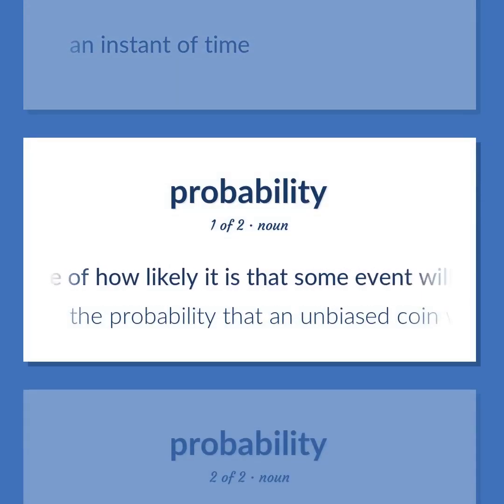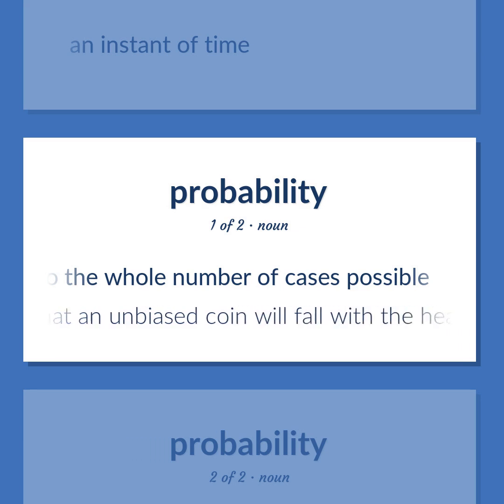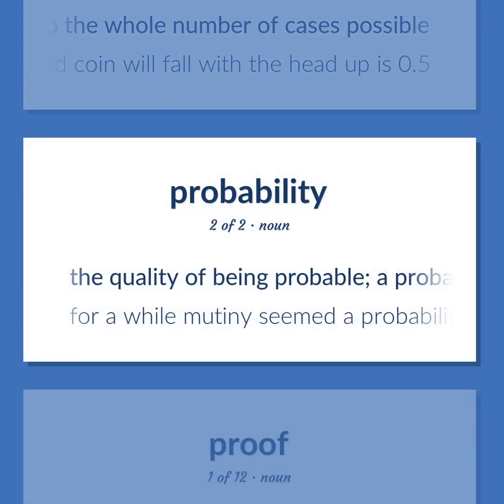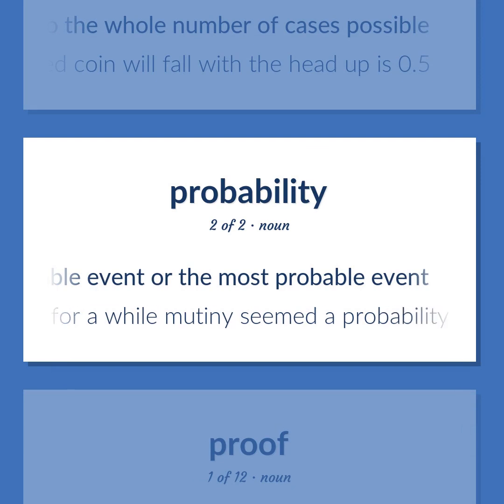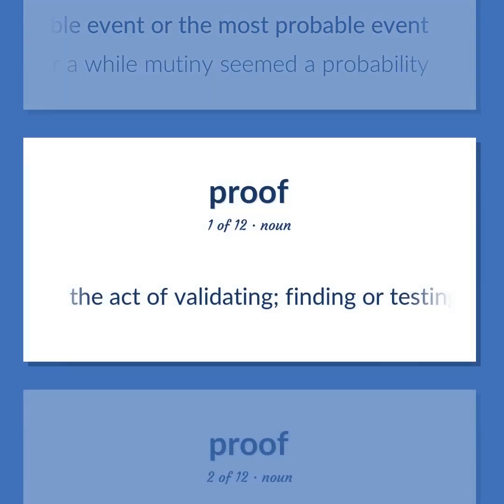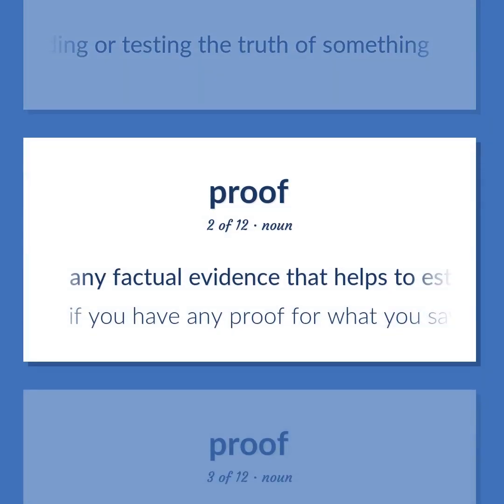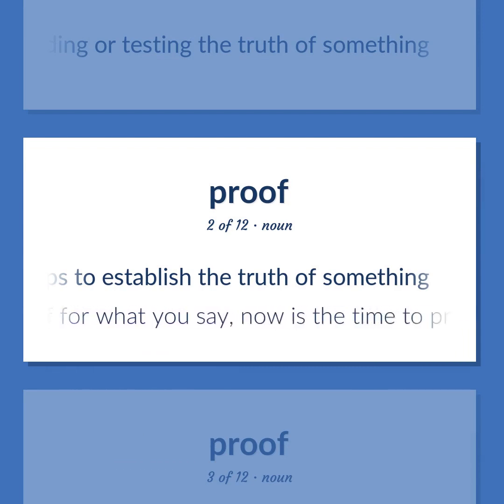A measure of how likely it is that some event will occur. A number expressing the ratio of favorable cases to the whole number of cases possible. The probability that an unbiased coin will fall with the head up is 0.5. The quality of being probable. A probable event or the most probable event. For a while mutiny seemed a probability. The act of validating, finding or testing the truth of something. Any factual evidence that helps to establish the truth of something. If you have any proof for what you say, now is the time to produce it.